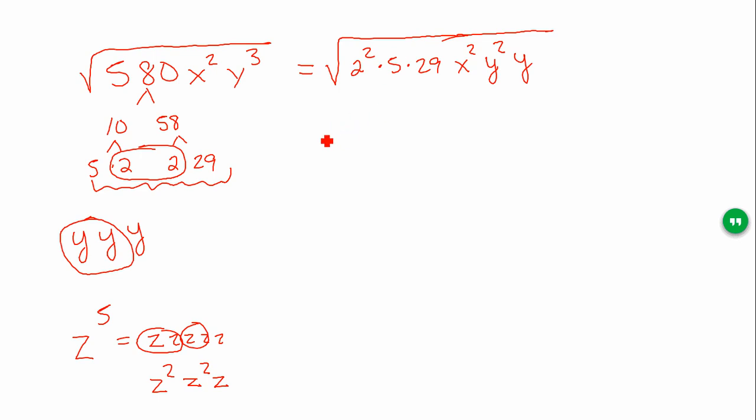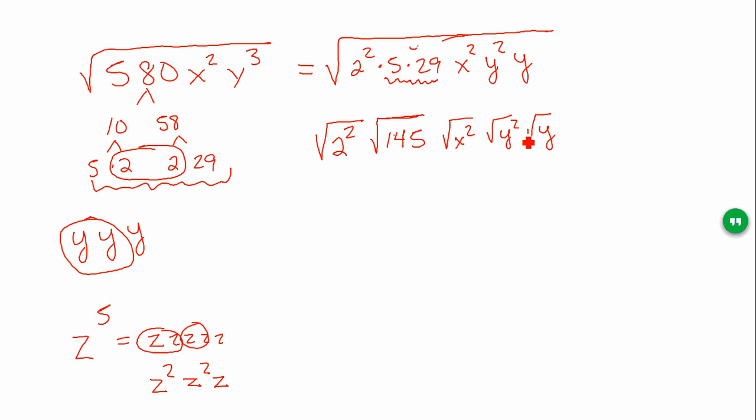So now when I have this broken apart, I would say that I have the square root of 2 squared, and then there's nothing we can simplify here. So I'm actually going to put those back together. So 5 times 29 would be, let's see, 145. And then we have the square root of x squared, the square root of y squared, and then the square root of y.